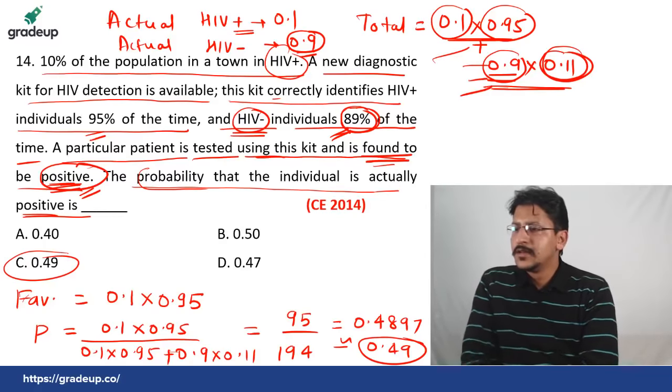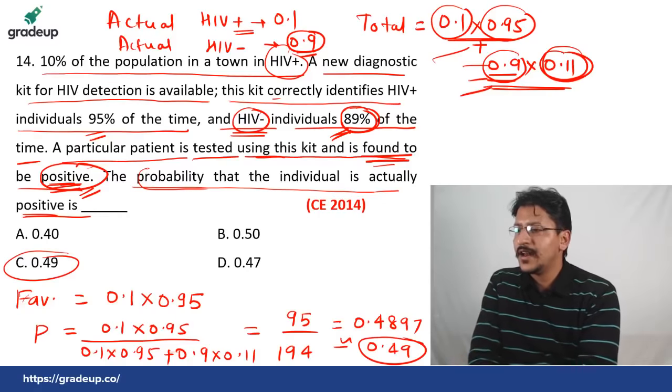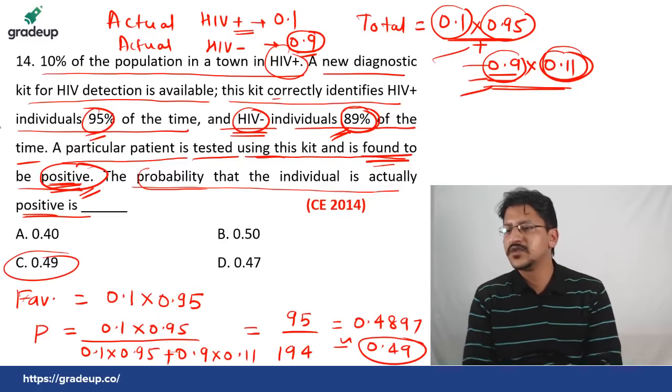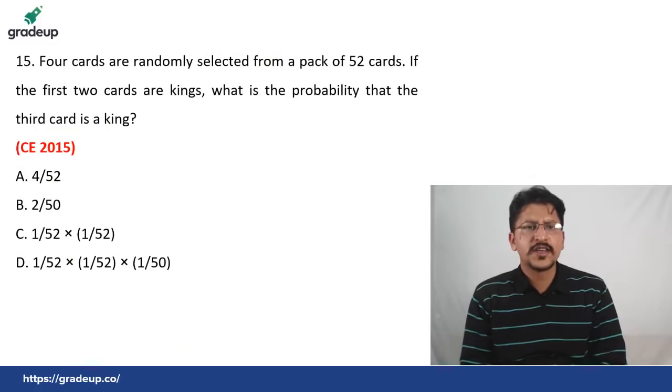Okay, sample space, Aman Kumar, clear? I told you that. How is it 0.95? 0.95 is given, 95%, this way only. Okay. Now moving on to the next problem.